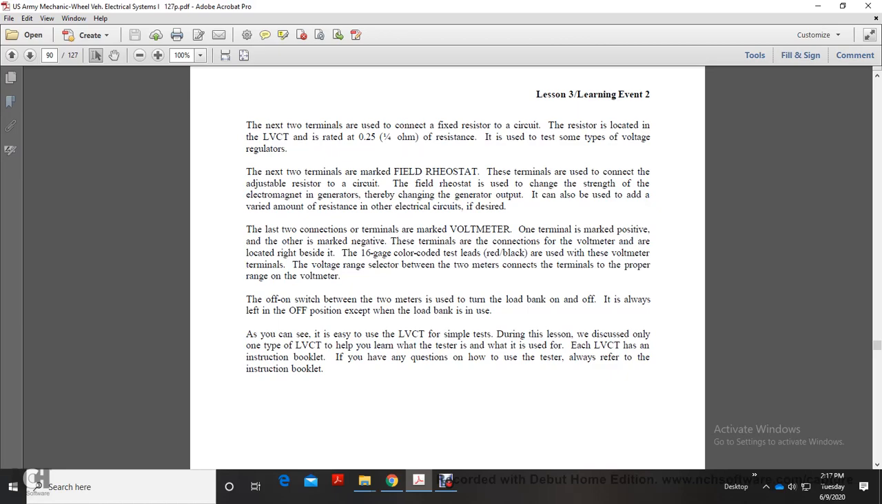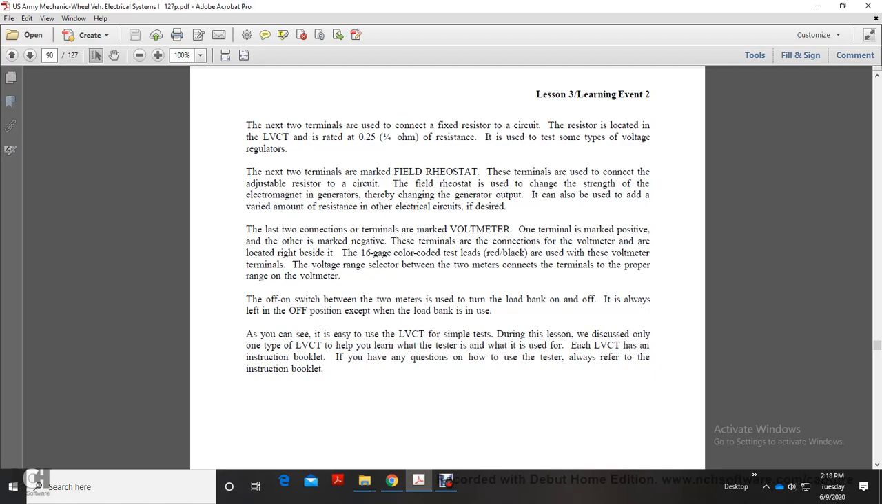Voltage is measured between the two terminals, connected in the proper range of the voltmeter. The off and on switch between the two meters turns the load bank on and off. It is always left in the off position except when the load bank is in use. As you can see, the low voltage circuit tester is used for simple tests during the lesson.